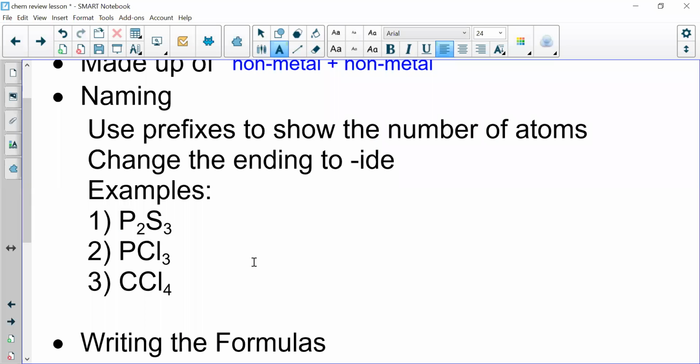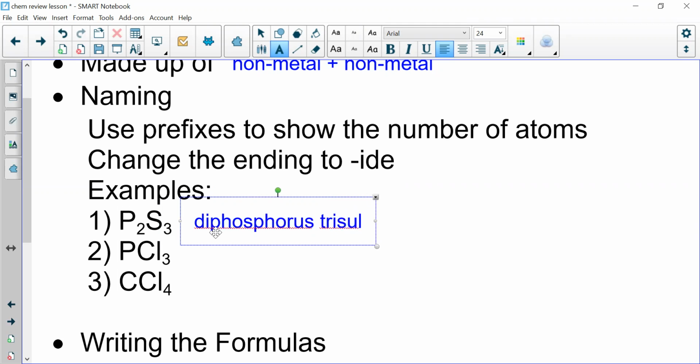What's the name for P2S3? Is it diphosphorus trisulfide? Good, diphosphorus trisulfide. And I did have somebody message me, you can spell sulfide or sulfate with PH or F. Both are considered acceptable, so don't worry about that. It's going to be multiple choice, so you're going to find it anyways.